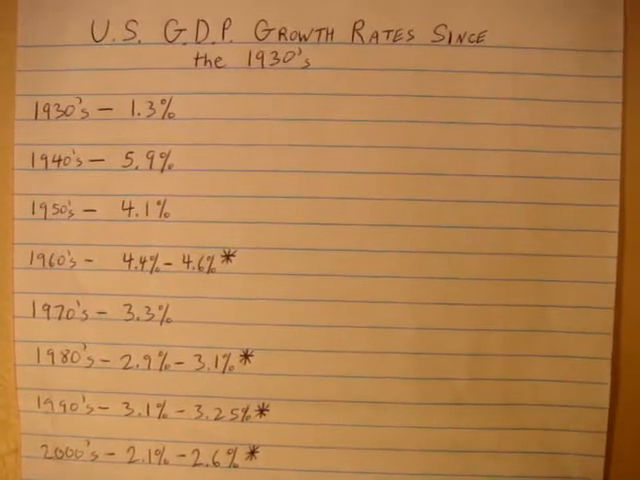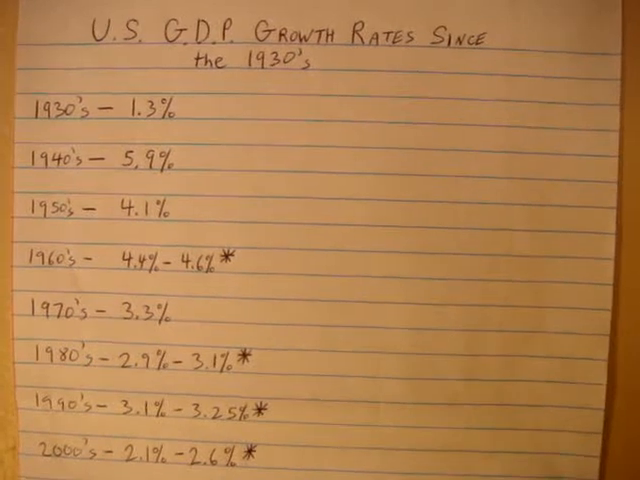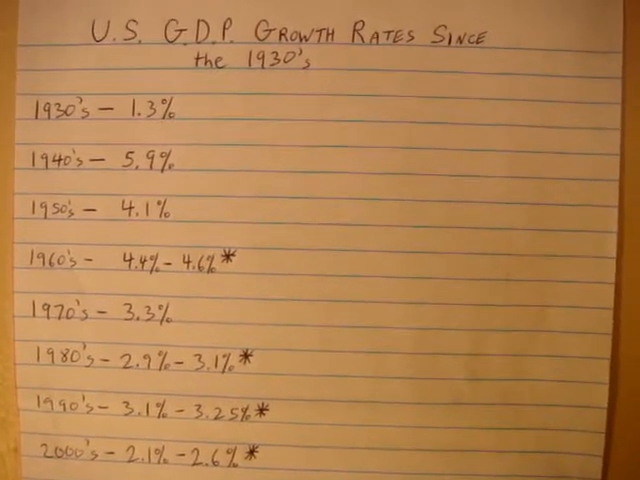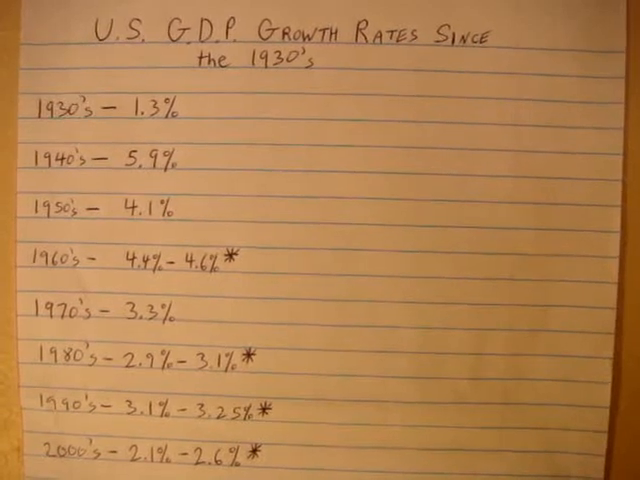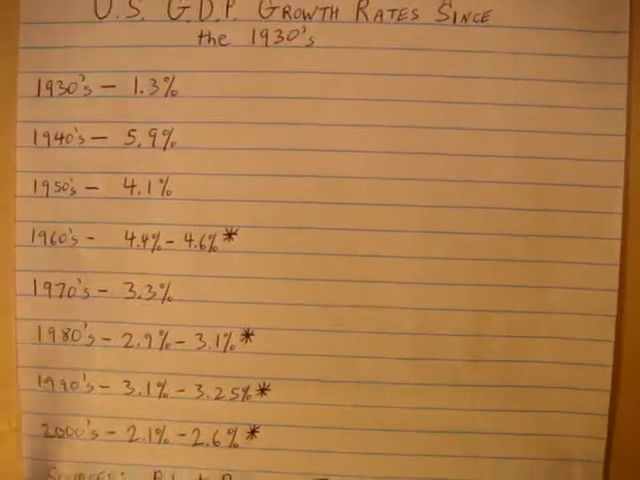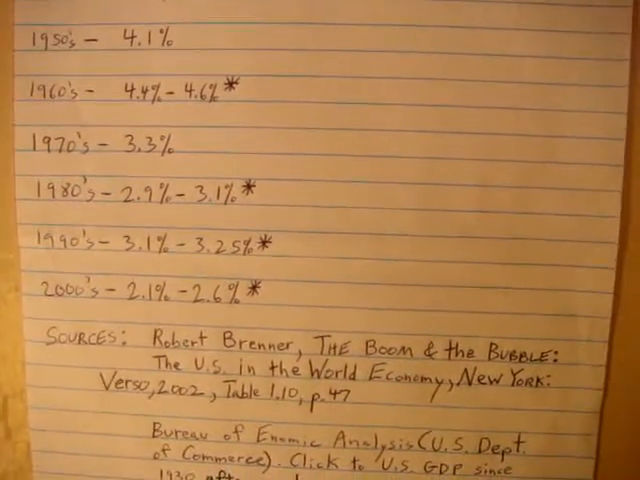So during the 1980s, despite the fact that there's all this great cheer about Reagan, there wasn't significant growth in the economy actually at all. It was somewhere between 2.9 and 3.1%. And you can see going into the 1990s, there was an uptick under Clinton.